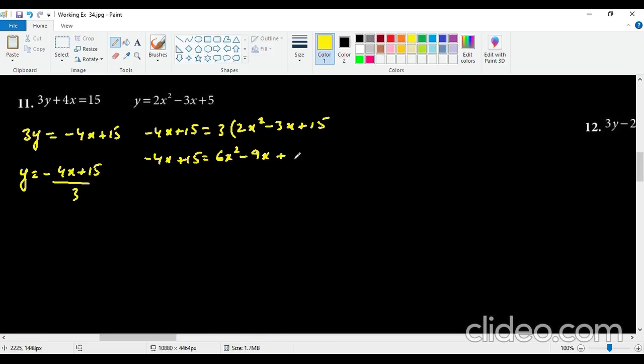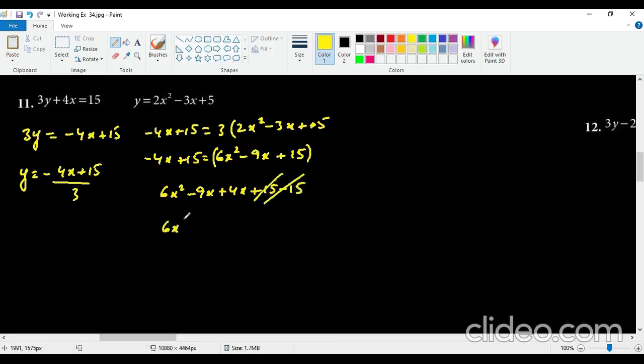3 times 5 is 15, it's not 5, 15. Now I will take these two things on the other side, and the sign is going to be changed. So it's going to be 6x square minus 9x and plus 4x plus 15 and minus 15. These two are going to be cancelled.